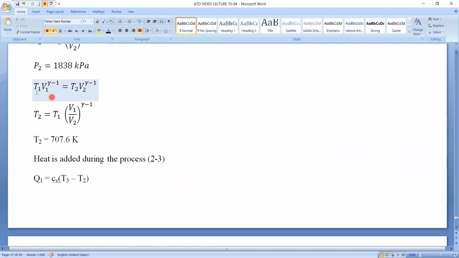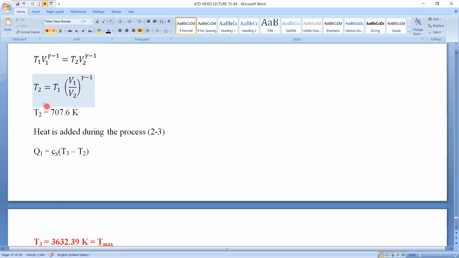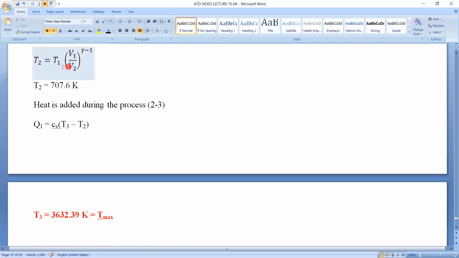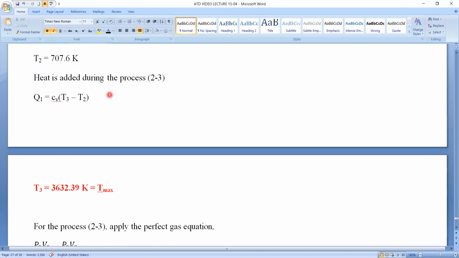Similarly, the TV relationship for the process 1 to 2, that is T1 V1 raised to gamma minus 1 equals T2 V2 raised to gamma minus 1. Similarly, do the cross multiplication. You know the value of T1, V1 by V2 the compression ratio, and gamma. So just simplify and get the value of T2. And I got the value of T2 as 707.6 kelvins.